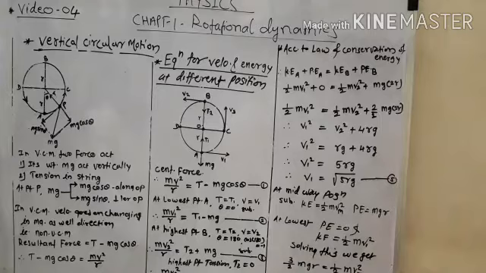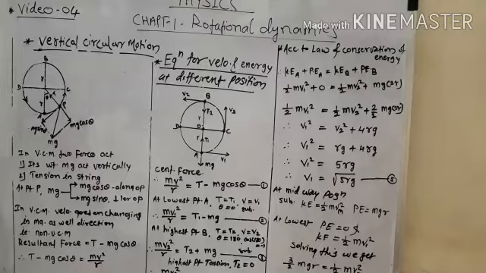We ask this question in your board theory paper: derive the expression for the velocity and the energy at the different positions, lowest, highest and midway. Numericals are also asked on that topic. Find the velocity at the different positions, lowest, highest and midway. There are simple formulae for this.